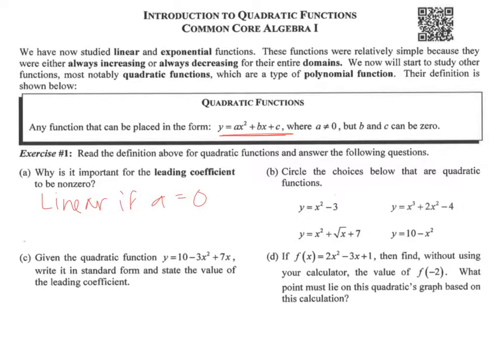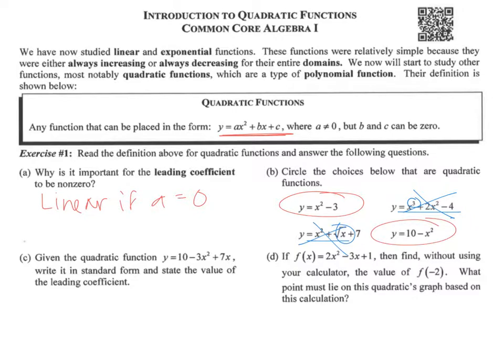So we're going to look at some that are quadratic functions. This one is quadratic because of the x squared. This one is quadratic because of the x squared. But then you look at these two. This one is not quadratic because it has an x to the third, and this one is not quadratic because it has a square root inside it.